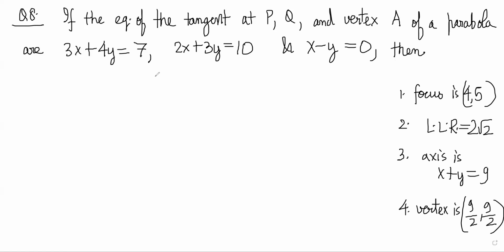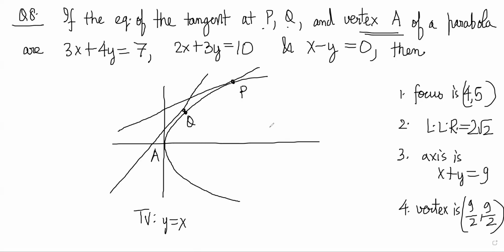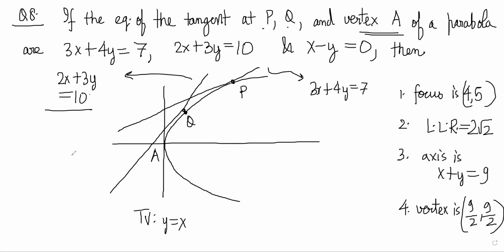The information given to us is the equation of the tangent at P, the tangent at Q, and the tangent at the vertex A of the parabola. These three equations are given. Let's draw a figure. This is my A, and this is the equation of tangent at vertex, which is the line y equal to x. This is my point P, this is my point Q. The tangent at P is like this, and the tangent at Q is like this. The tangent at P is 3x plus 4y equals 7, and the tangent at Q is 2x plus 3y equals 10. Let's say the focus of the parabola is somewhere here, S.